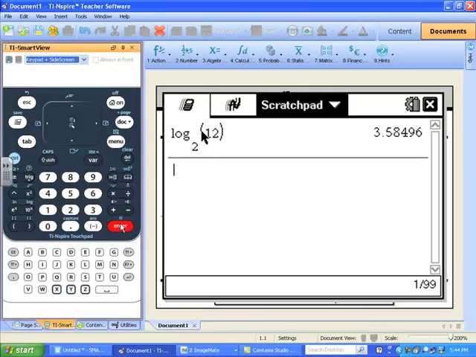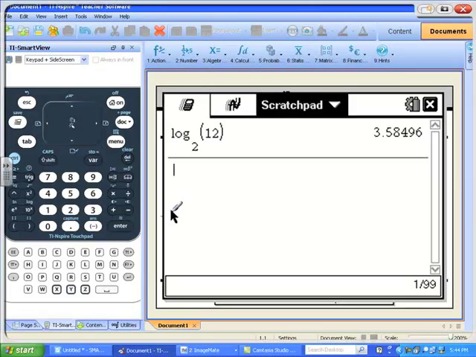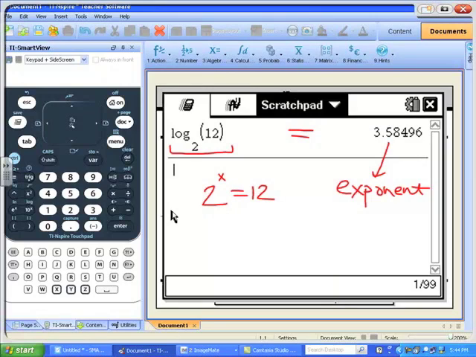So again, let's think about what that means, okay? Log base 2 of 12. I know that log base 2 of 12 represents an exponent. So if it's equal to 3.58496, then this thing must be an exponent, right? And what exponent is that? Well, it is the exponent that I would attach to the 2 to get 12, okay?